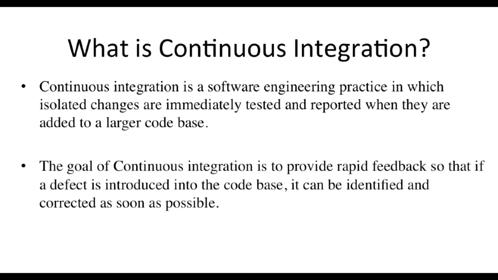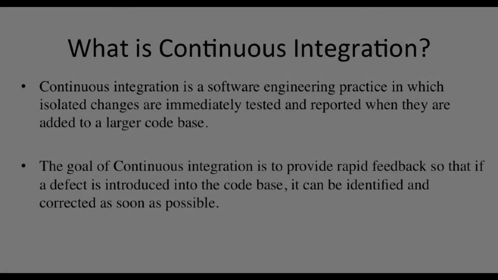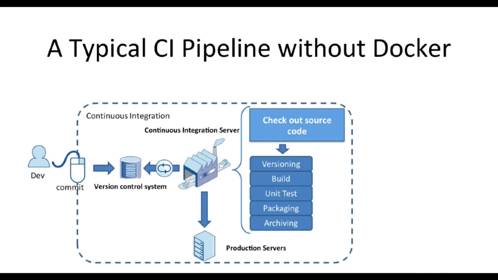Let's take a look at what a typical continuous integration process without Docker looks like. So we have developers checking out code into their local repository. When they get some features done, they commit the changes to the central repository. The continuous integration server keeps monitoring the central repository. Upon a commit, this would usually trigger a build on the continuous integration server.